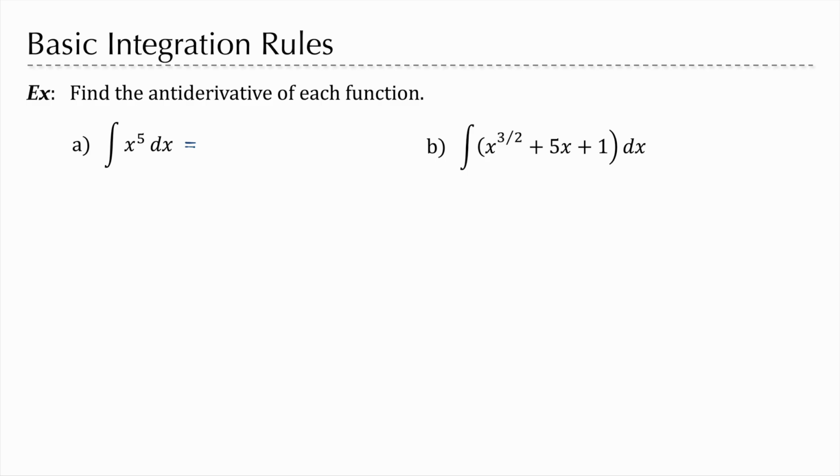So when I find the antiderivative here, I'm first off going to add one to the exponent, and then I'm going to divide by 6, or in other words, multiply by 1/6. And as always, don't forget to write plus c.